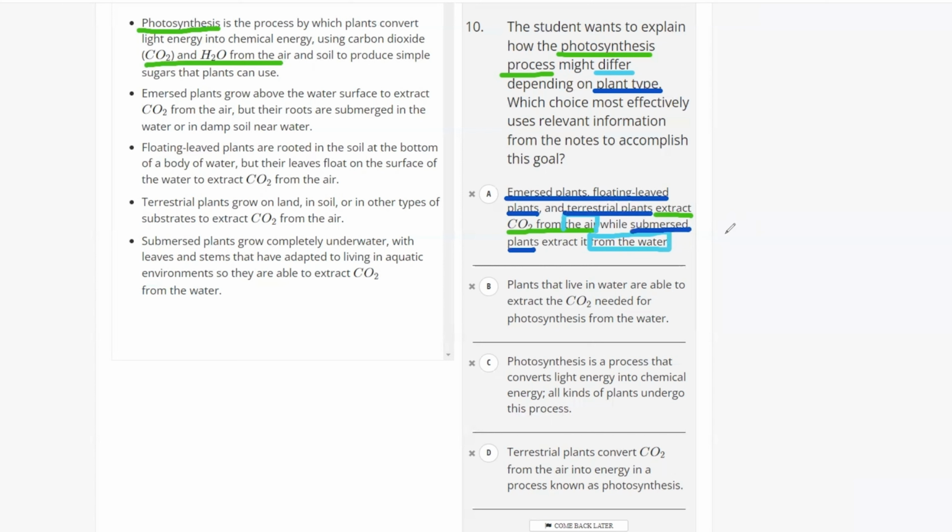Choice B. Plants that live in water are able to extract CO2 needed for photosynthesis from the water. So what do we see here? Well, we see one plant type, plants that live in water. We see evidence of the photosynthesis right here. Extract the CO2 needed for photosynthesis. But do we see any evidence of differences? No, we don't. So that's why it can't be choice B.